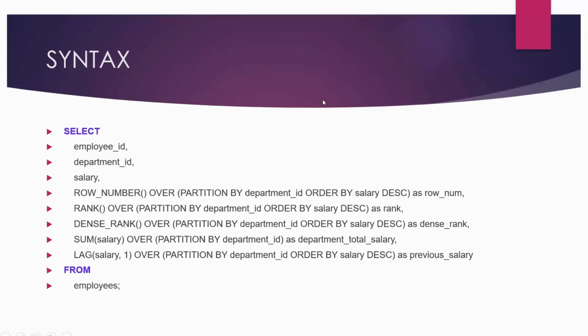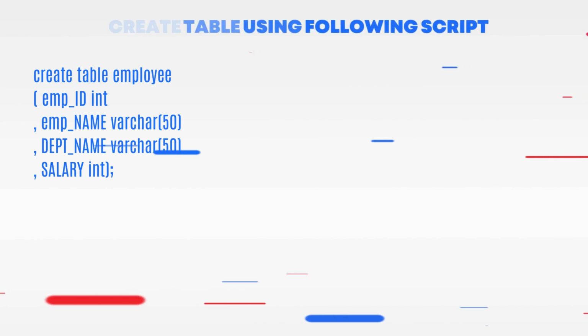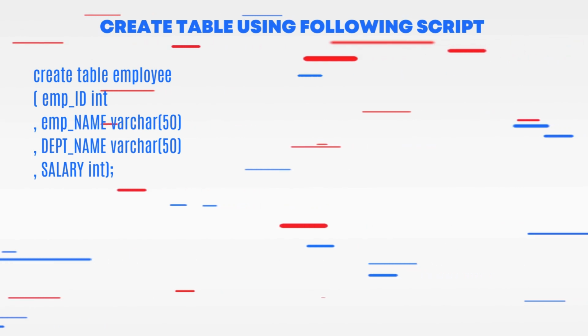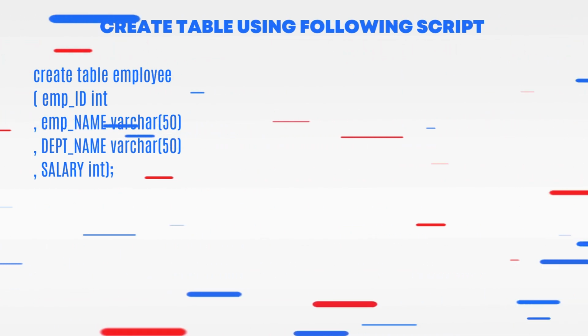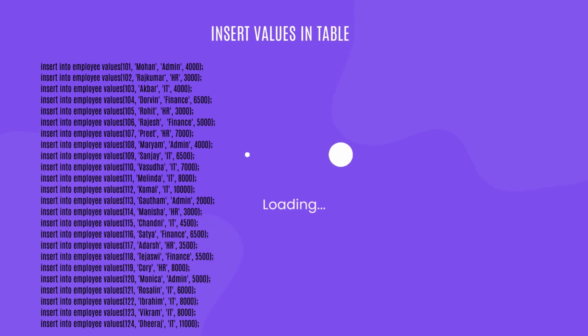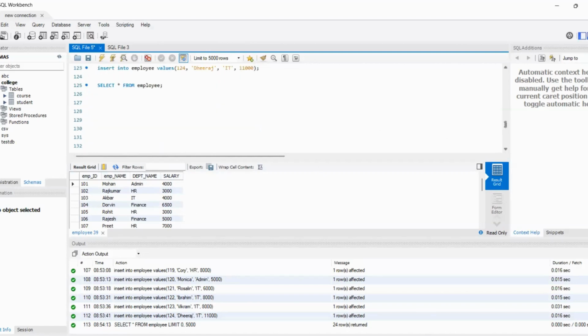So here we have completed our theory. Now let's move to practical. Here we can see we have employee ID, employee name, department name, and salary. You can see we have four departments: admin, HR, IT, and finance, and the salary of each employee.